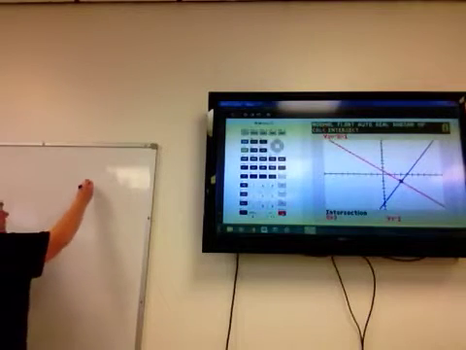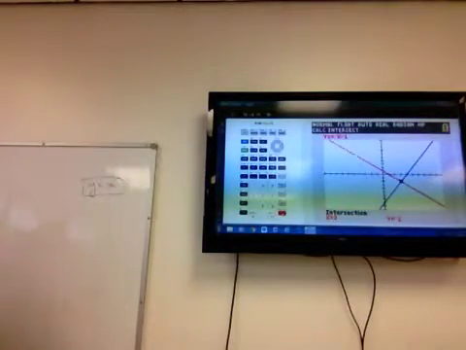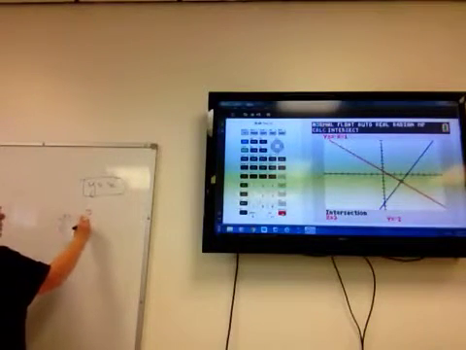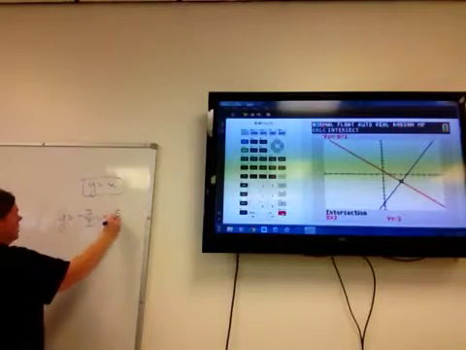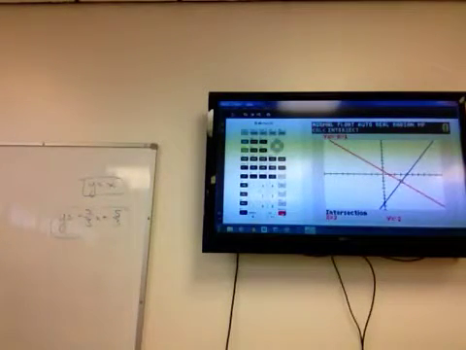y equals x. Done! We don't have to solve it. y equals -2/3 x plus 5/3. Done! We don't have to solve it. We're just going to go out and put it in our calculator.